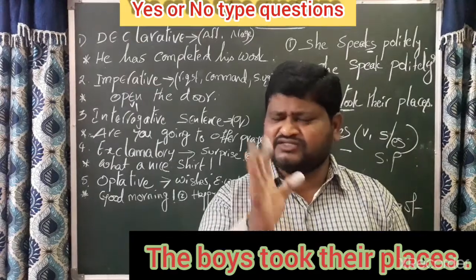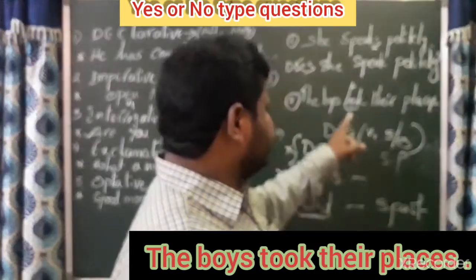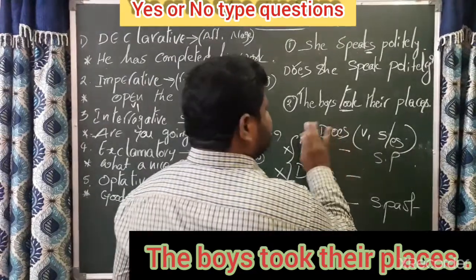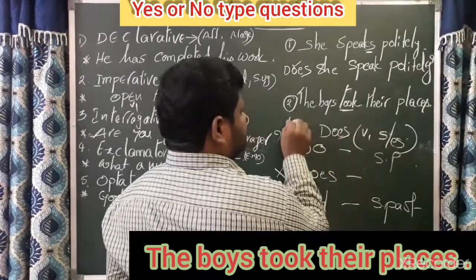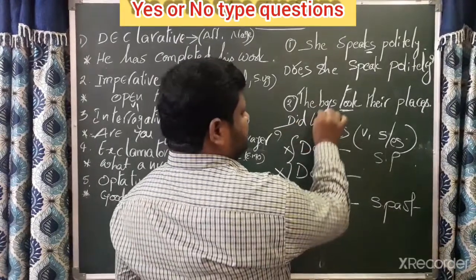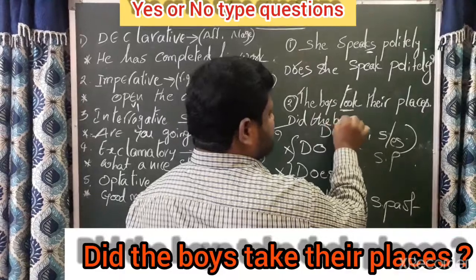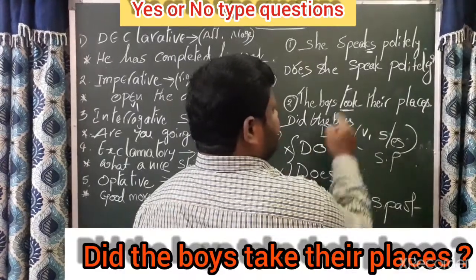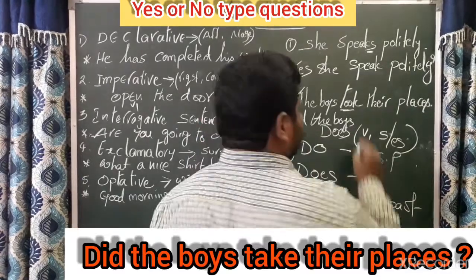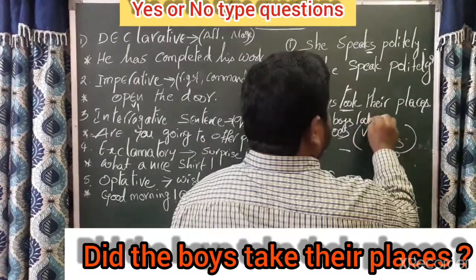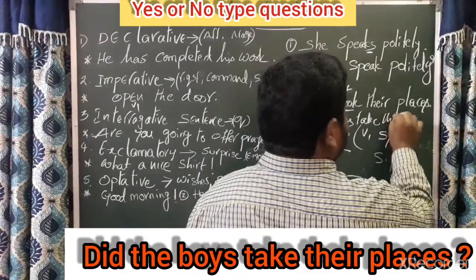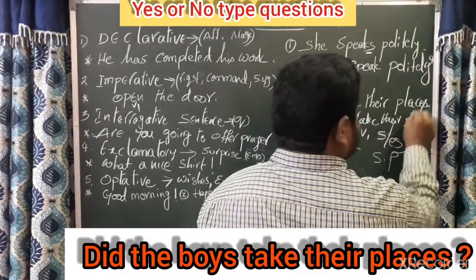ఇది చాలా చాలా ఇంపార్టెంట్ ఫ్రెండ్. ఇక్కడ మనకి అవి ఏమీ లేవు, V2లో ఉంది కాబట్టి ఇప్పుడు డిడ్ తీసుకుంటాం. చూడండి ఇప్పుడు మనం ఎస్ఆర్ టైప్‌కి మార్చాలంటే డిడ్ ద బాయ్స్. అండ్ నెక్స్ట్ ఈ టుక్ ఎలా మారిపోతుంది, V1లోకి మారిపోతుంది. డిడ్ ద బాయ్స్ టేక్ దే ప్లేసెస్.